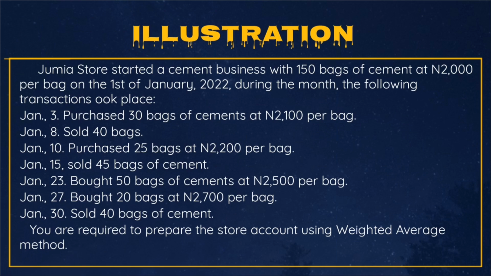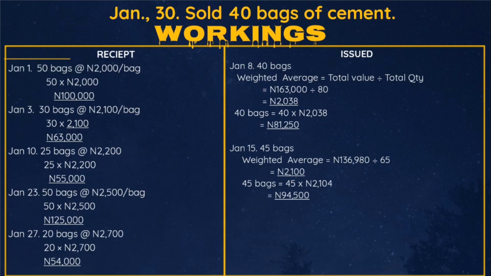The last entry, which is on January 30th, sold 40 bags of cement. So what will be the workings? January 30th, 40 bags of cement. The first thing is weighted average. What will be the unit price at which the inventory will be issued out?